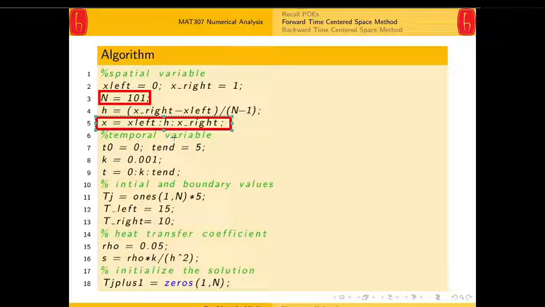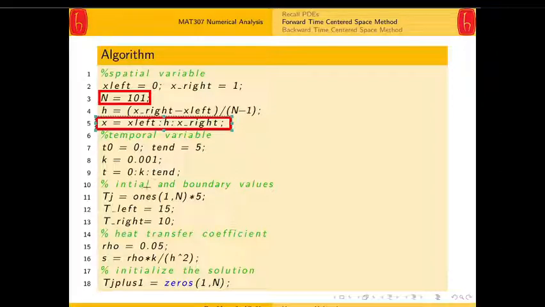So this will give us the vector of spatial node points. For the temporal variable, we have t0 equal to 0, or initially we are at time equal to 0, and we are trying to find the solution at time equal to 5. Say k is equal to 0.001, and this is also given. So the time variables will be 0, k, 2k, 3k, and so on, and this is the vector of time variables.